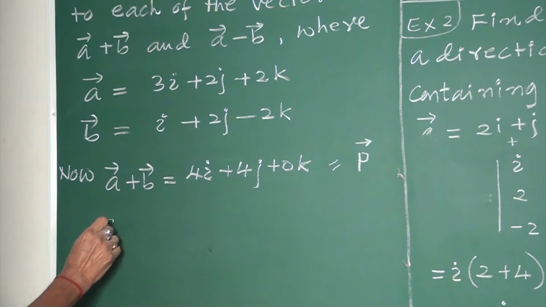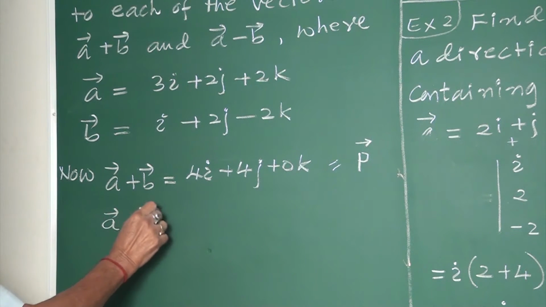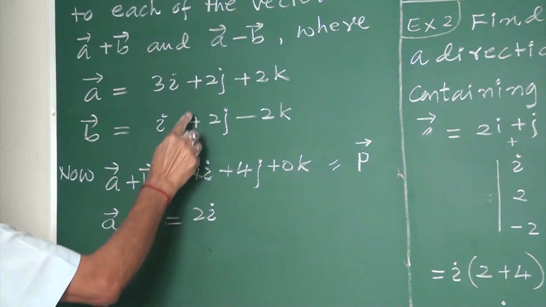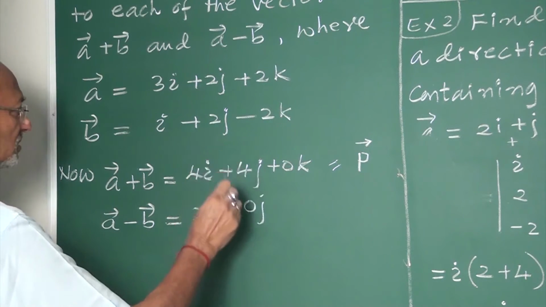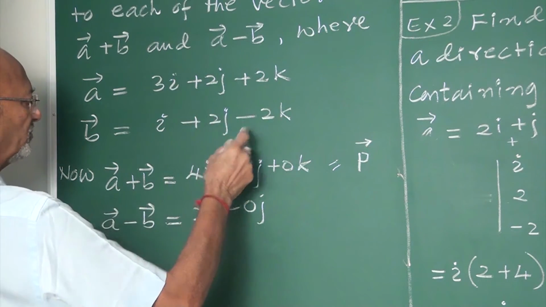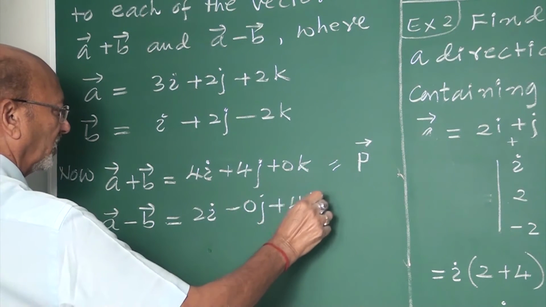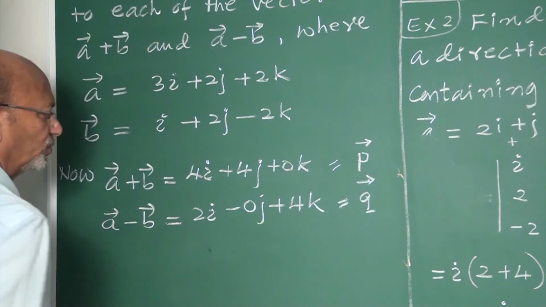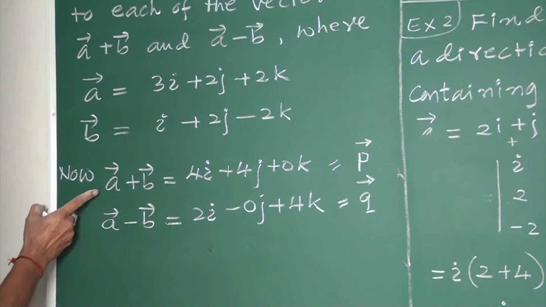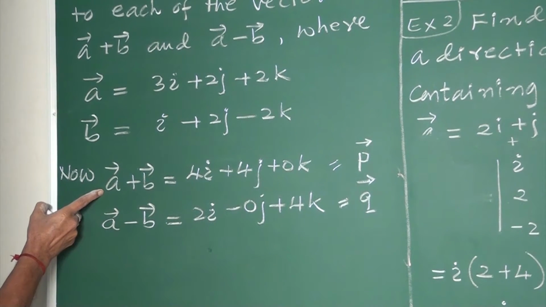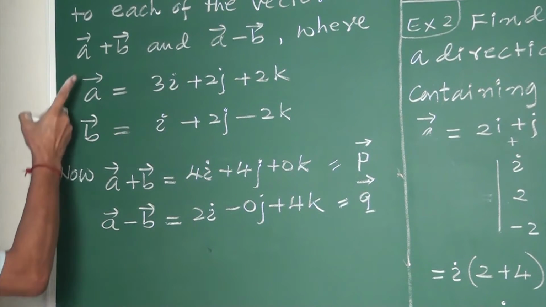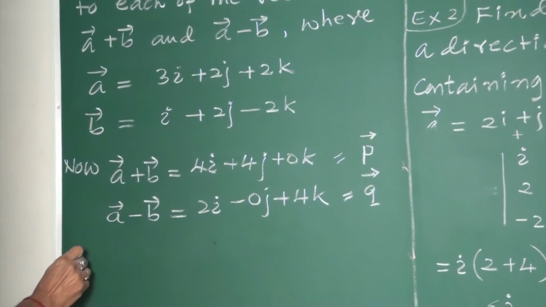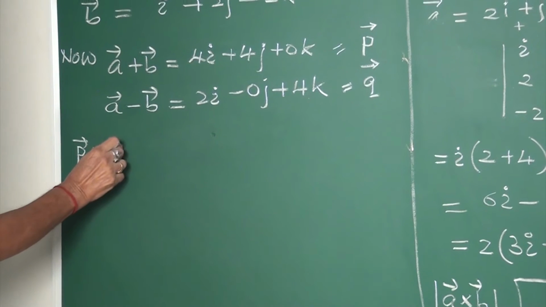A minus b: 3i minus i, 2j minus 2j, minus of minus is plus, 2 plus 2 is 4k. Denote this as a single factor q. Next we want a unit vector in a direction perpendicular to both vectors a plus b and a minus b, means perpendicular to vectors p and q. First we have to find what? P cross q.